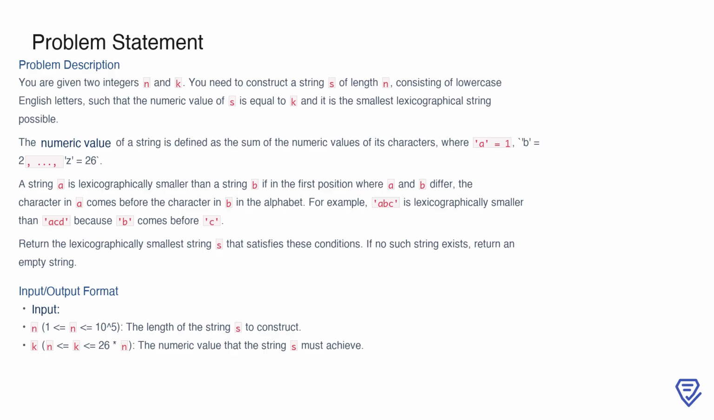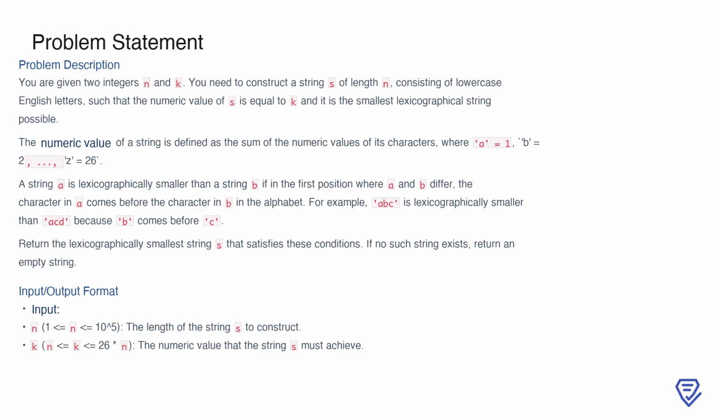letters. The string must have a numeric value equal to k, and it should be the smallest lexicographical string possible. The numeric value of a string is calculated as the sum of the numeric values of its characters, where a equals 1, b equals 2, and so on up to z, which equals 26.